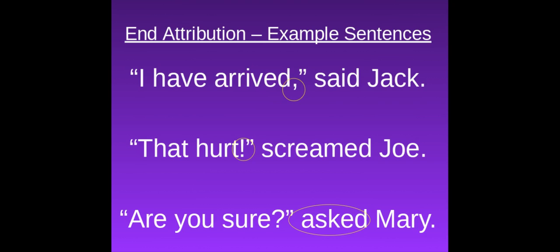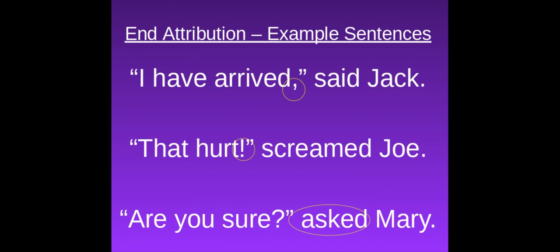Let's go one by one. In the first sentence, I have the comma circled. Okay. If you have a sentence that you're quoting that is a statement, meaning it's not an exclamation and it's not a question, it would normally have a period. You do not use a period. You use a comma. Okay. So a comma would end your quotation, but your sentence continues on because you have to have the attribution. Who's saying it? So I have arrived, said Jack. So I use a comma instead of a period.